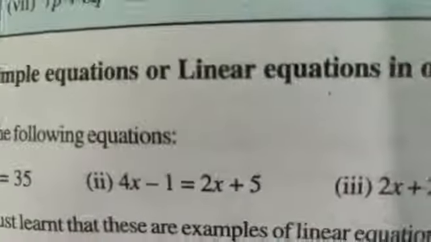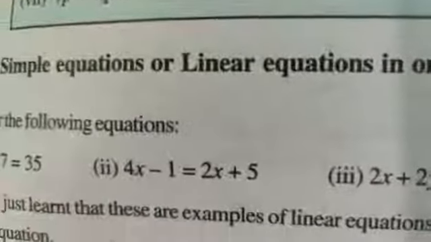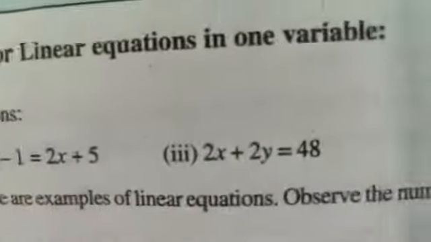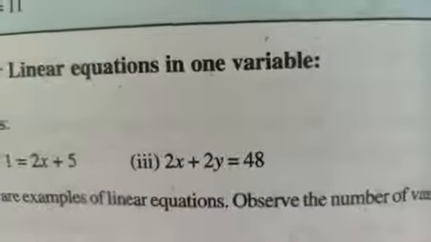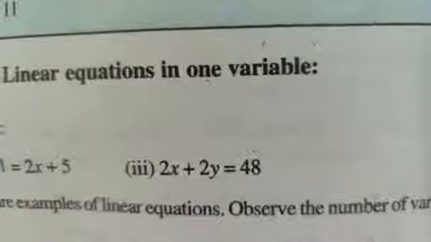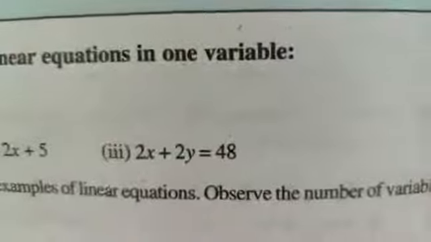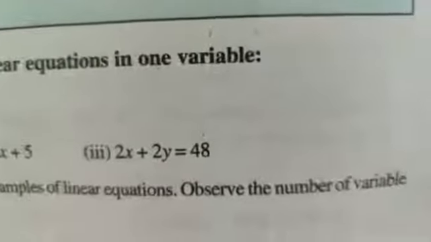2x minus 7 equal to 35 is one of the simple equations. 4x minus 1 equal to 2x plus 5 is also a simple equation in one variable. 2x plus 2y equal to 48 is not a simple equation, because there are two variables, x and y.